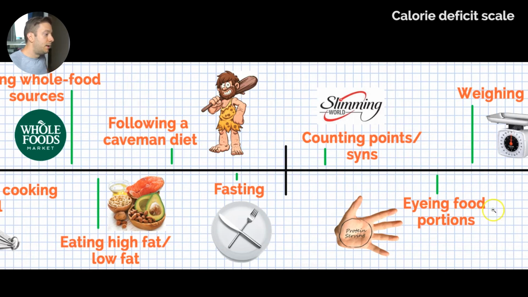We've got eyeing food portions or using your hands to measure things. Say you were making a meal, you'd use your hand to make a protein-sized portion by looking at your palm. You'd use different parts of your hand: your thumb to measure fats, a cupped hand to measure grains, and a fist or two to measure vegetables.